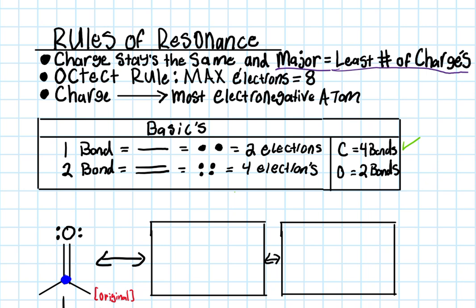The next, third rule is charge. The most electronegative atom is going to have the charge that corresponds with it. And so these are the three rules that I use to solve resonance structures. I know that in the book or anywhere else, there's going to be more rules, but these are the three that have helped me. So this is just simplifying it down.